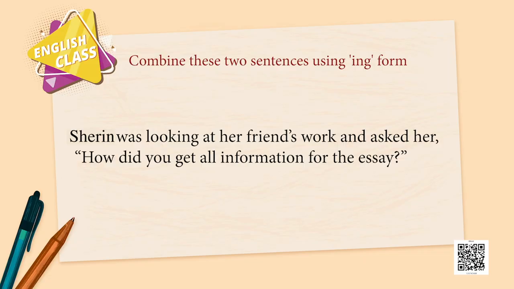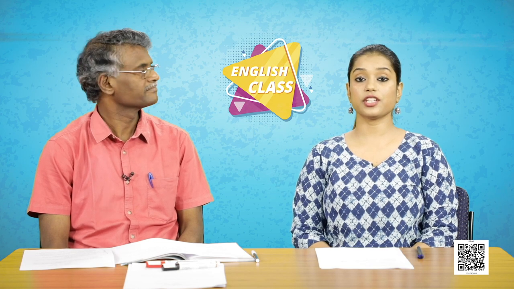Now, the next one. Let me read the two sentences again. Shirin was looking at her friend's work and asked her, how did you get all the information for the essay? Looking at her friend's work, Shirin asked her, how did you get all the information for the essay? Very good, well done. Learners, let's learn to use the ing form, that is, the present participle, to put together two ideas in two sentences to make an impact on the reader.